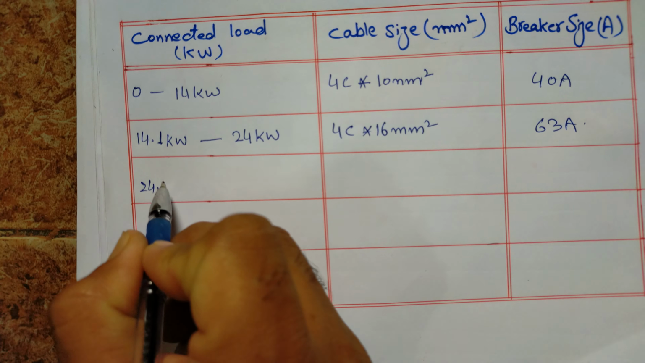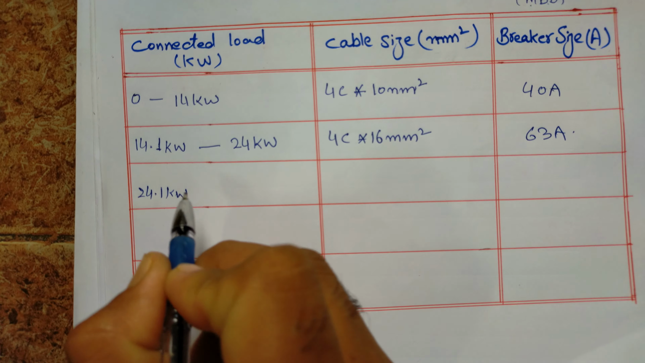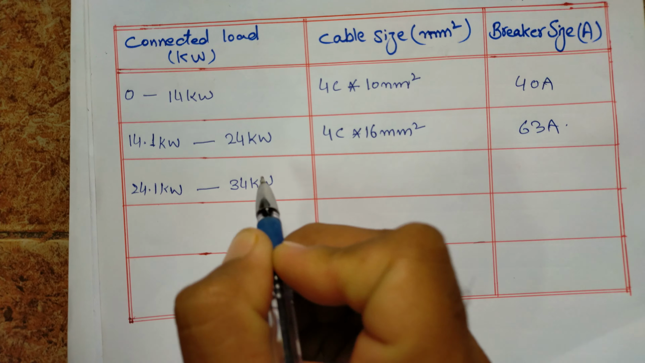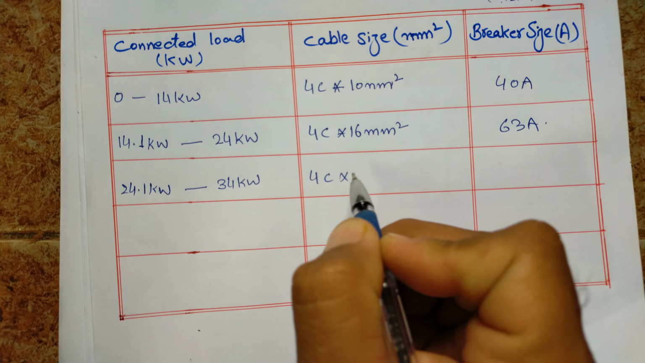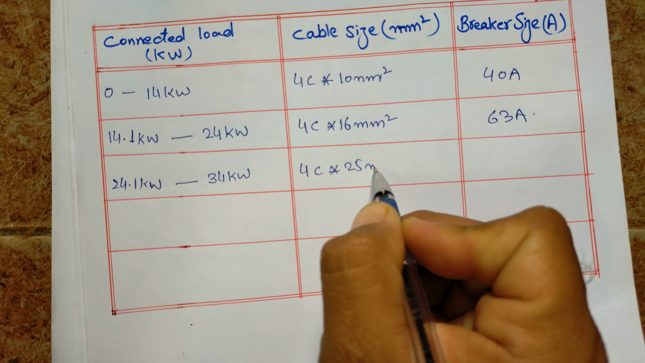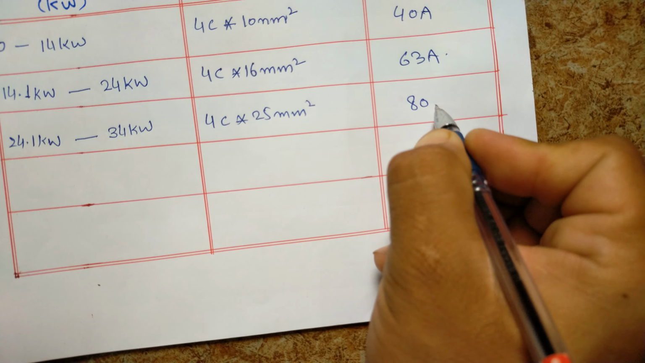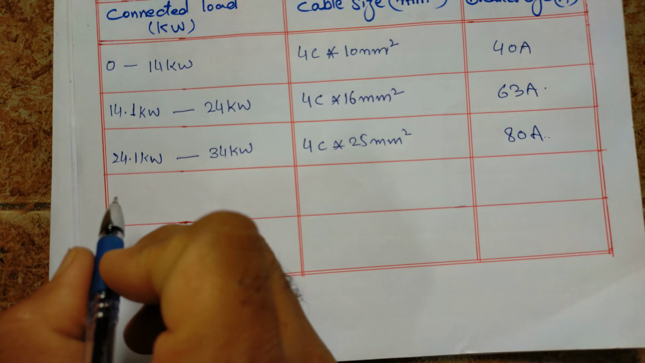From 24.1 kilowatt to 34 kilowatt we use 25 mm square. For this we use an 18 ampere breaker size.